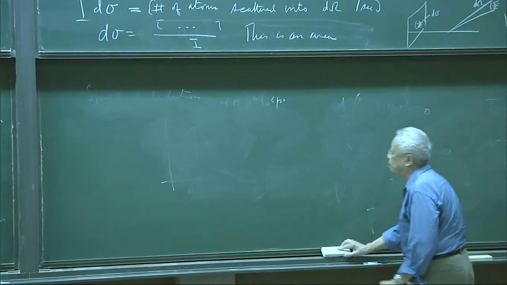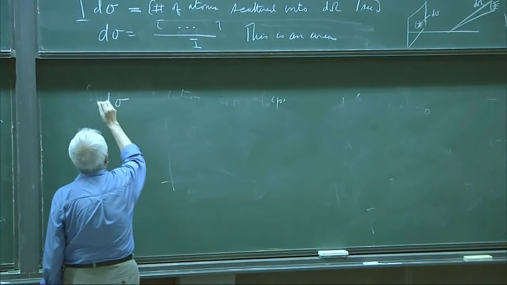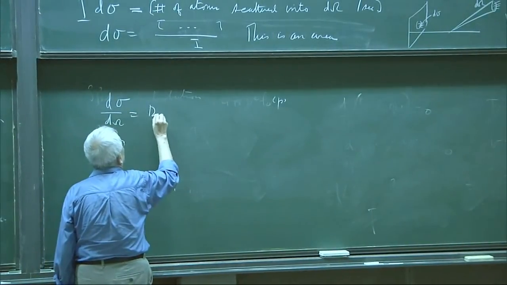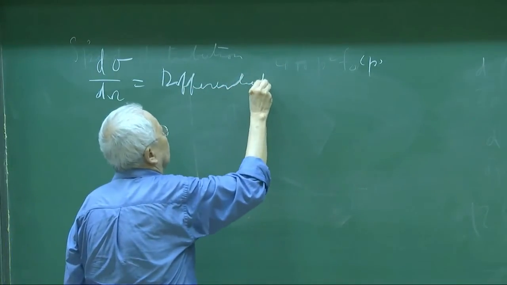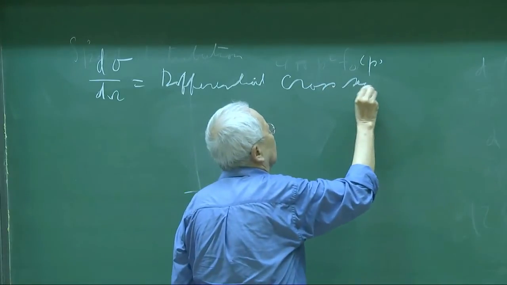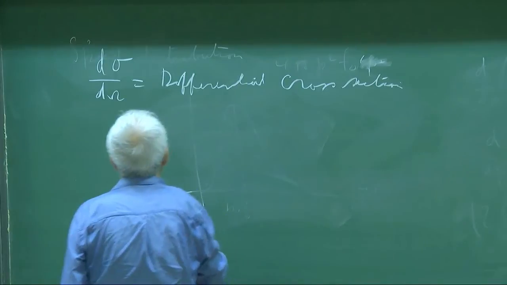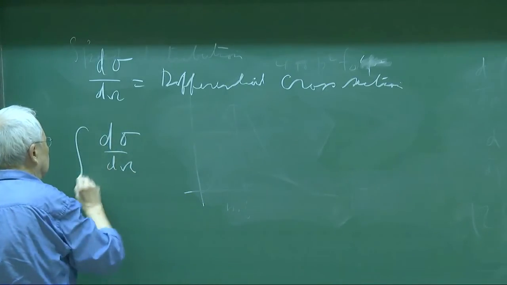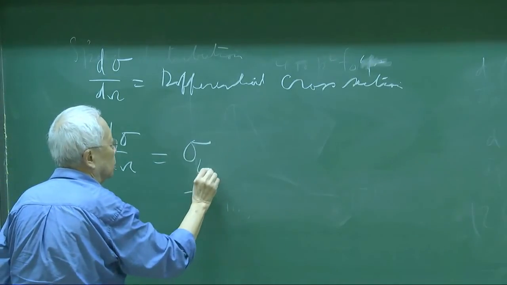And dσ/dΩ is the differential cross-section. It's the area per unit solid angle. And you integrate this over all solid angles, over 4π. This is called the total cross-section.